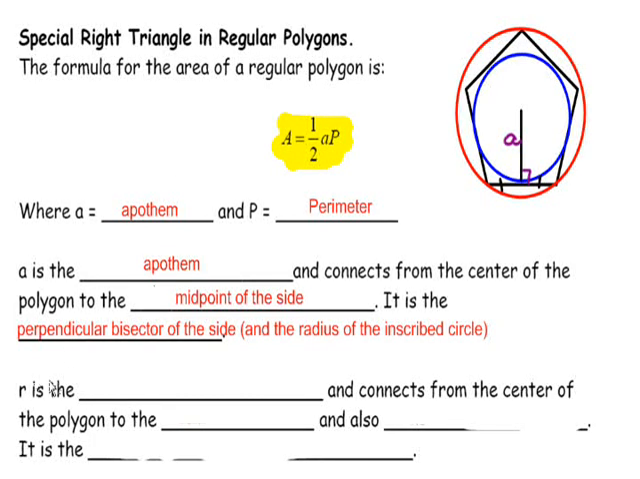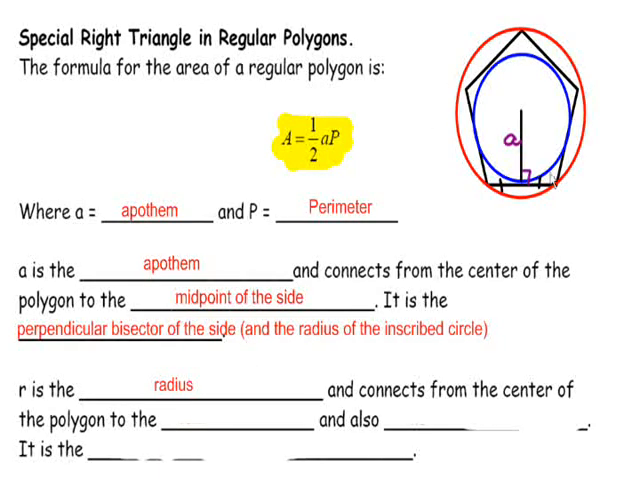And then I'm going to talk a little bit about R, because even though R doesn't appear in this formula, it helps us find the parts of this formula. So R is known as the radius. And when I mean radius, I'm talking about the radius of the circumscribed circle.